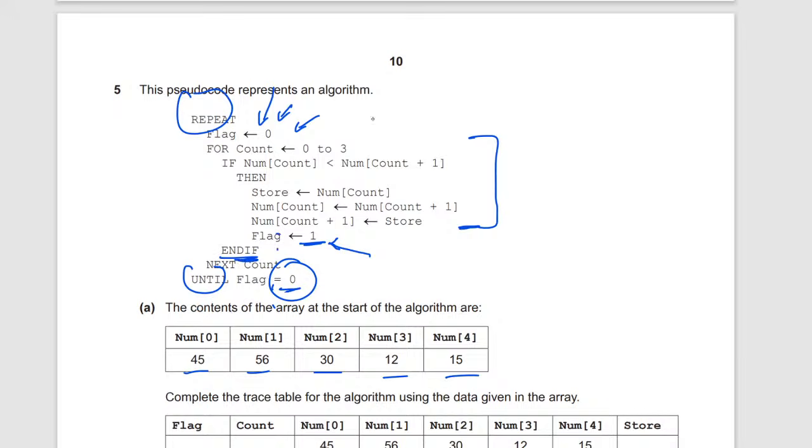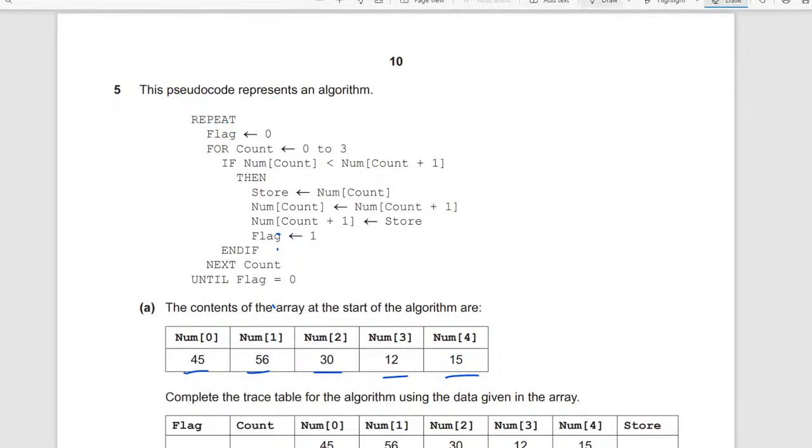I don't know if you guys understand that. So this is a more tricky one. I'll explain that again. In this pseudocode we have a loop, and it will keep repeating again and again. It will only stop repeating when the flag becomes 0.